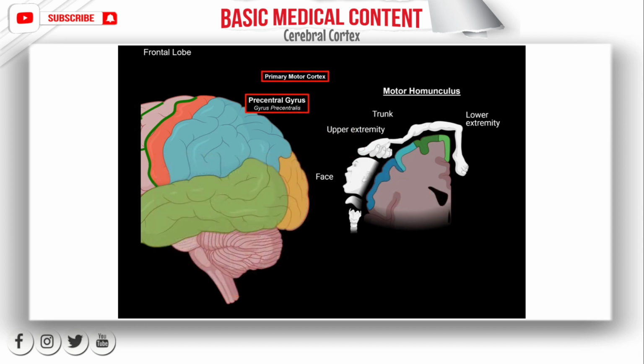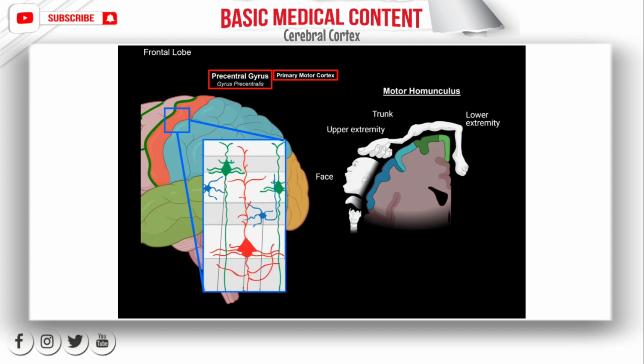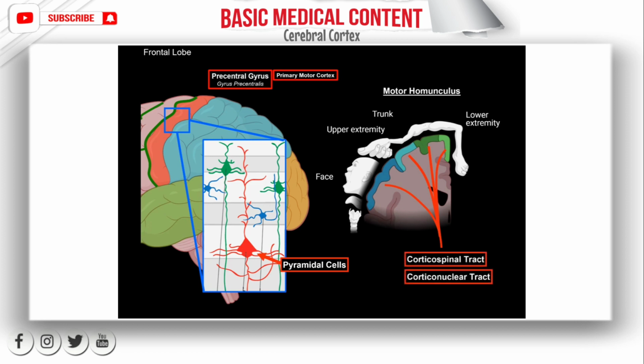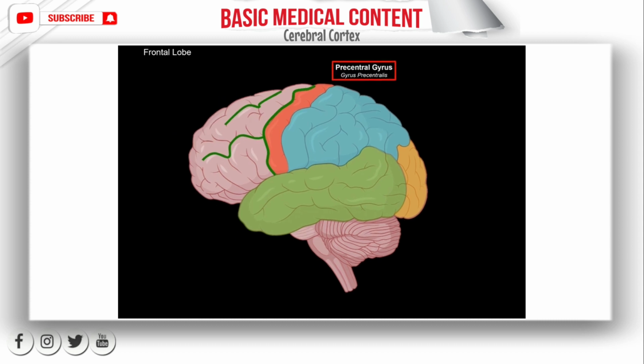And again, which layer of the cerebral cortex do these tracts come from? The tracts come from the pyramidal cells of the internal pyramidal layer. These tracts are what we call pyramidal tracts that give off voluntary movements. They are the corticospinal tract and the corticonuclear tract. So that is the precentral gyrus.